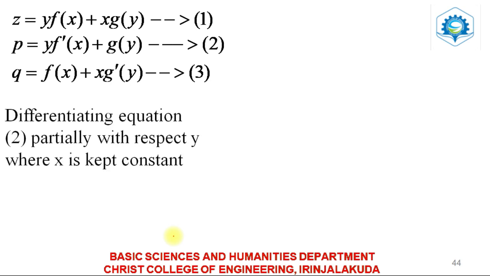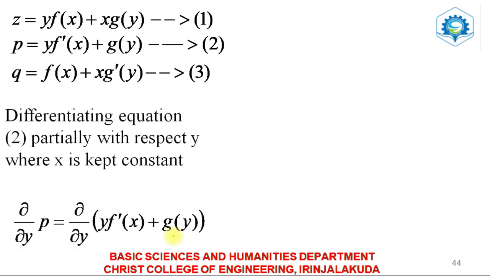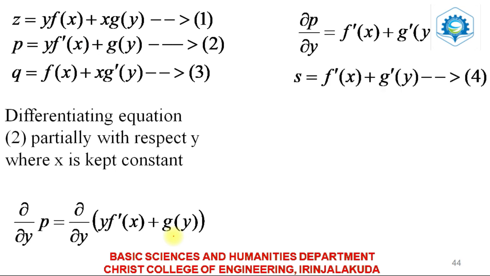So differentiate equation number 2 with respect to y. We already obtained p by differentiating z with respect to x. Now we differentiate that p with respect to y. What we get? Dou p by dou y equal to dou by dou y of y into f dash of x plus g of y. Derivative of y is 1, so f dash of x plus g dash of y. That is s equal to f dash of x plus g dash of y. Right, now we have an equation that contains both f dash and g dash. So four equations, four unknowns, we can easily eliminate this.